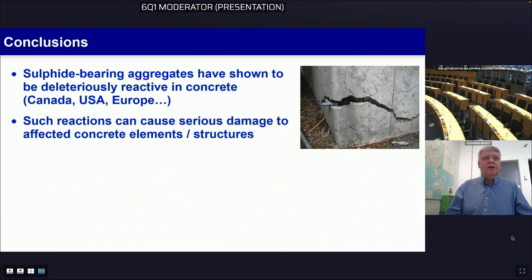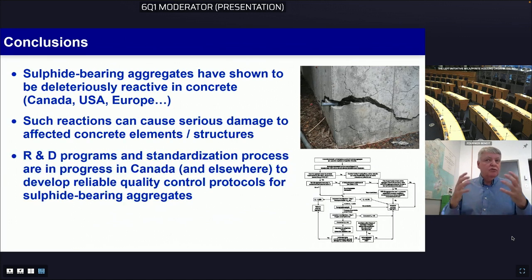So in conclusion, we know that sulphide-bearing aggregates have shown to be deleteriously reactive in concrete in many parts of the world. Such reactions we have seen can cause serious damage to affected concrete elements and structures. Next slide. And through R&D program, we've been able to develop some test procedures, and now we are in the process of introducing those in the Canadian standards, in the mandatory part of our standards. So yes, it shows that we can use research in order to affect the standards development in a country.